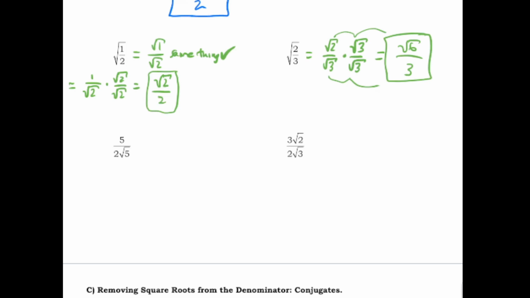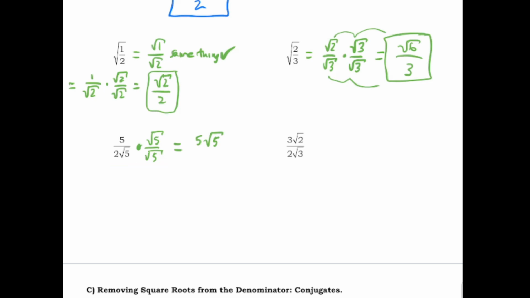What do you suppose we should do here with this 5 over 2 root 5 thing? Well, we don't like the root 5. That's really the only part we don't like. So we're doing this. What do we get is the question. On the top, we have 5 times the root of 5. That's a multiplication. Make sure that's clear. On the bottom, what do you get when you multiply all this stuff together?